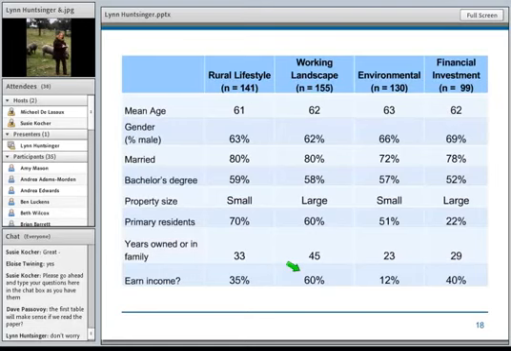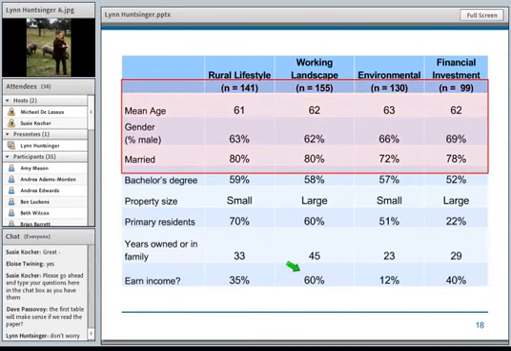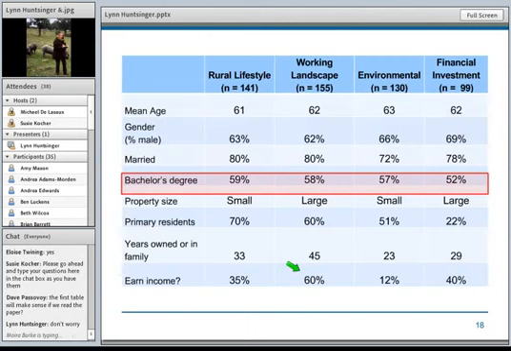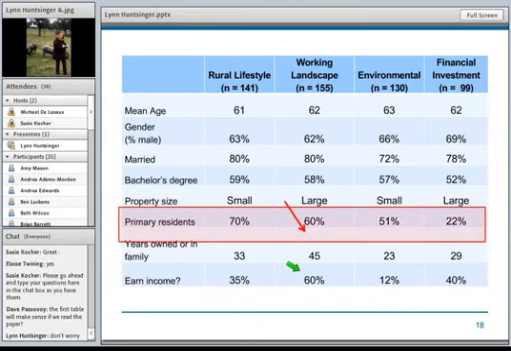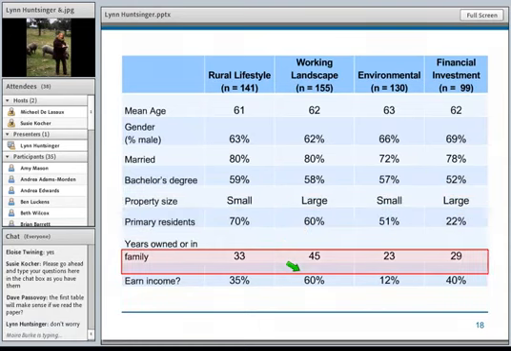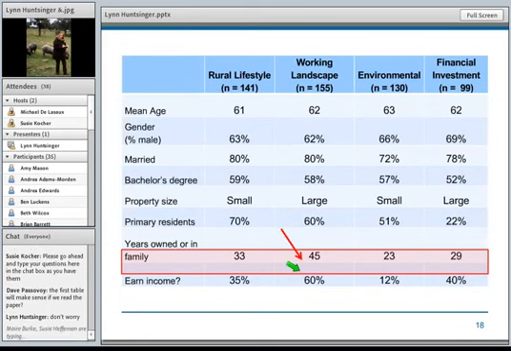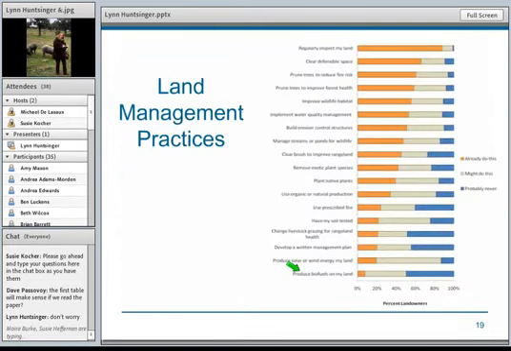And when you look at earning income, well, the working landscape people are really a lot more likely to be earning an income from their land. That's what this question means. So that's a little confusing, but I think if you understand that we've created these groups, I have boxes that go with it. And property size, financial investment and working landscape both have fairly large properties. Okay. And the working landscape people have owned their land the longest.